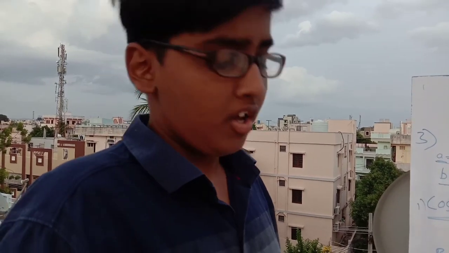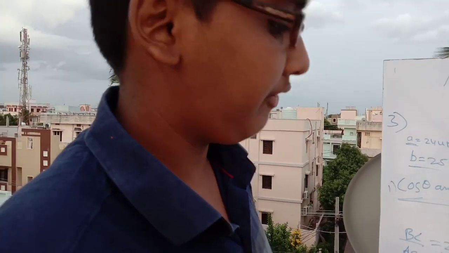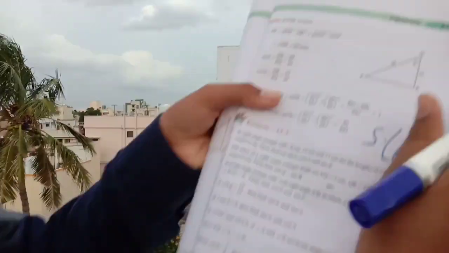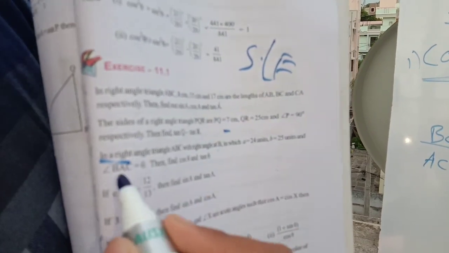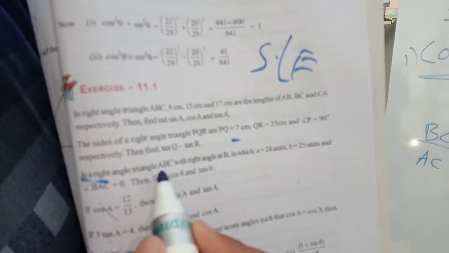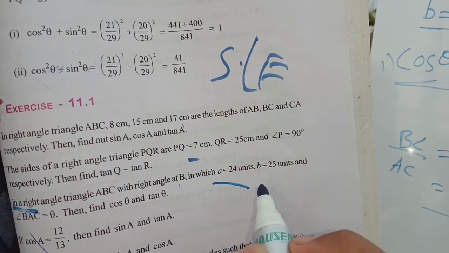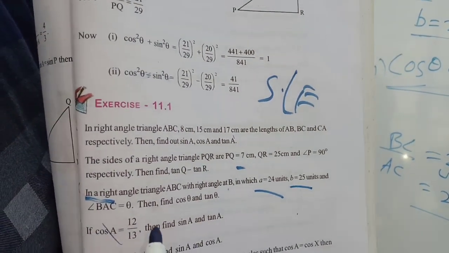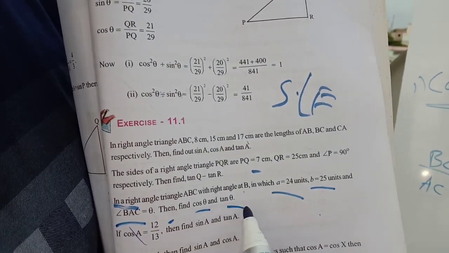Today we are going to start our third sum in our exercise 11.1. Here they have given that in a right angle triangle ABC with a right angle at B, a is equal to 24 units, b is equal to 25 units, and angle BAC is equal to theta. So we have to find cos theta and tan theta.